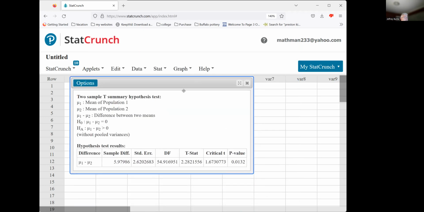All right, so you'll see here that we have the critical value of 1.67, a t-statistic of 2.28. That's definitely higher than this. And then we notice that our p-value is 0.01. So we're going to go ahead and write that down for step 3, that we obtained a p-value of 0.0132. Bring that back over here.